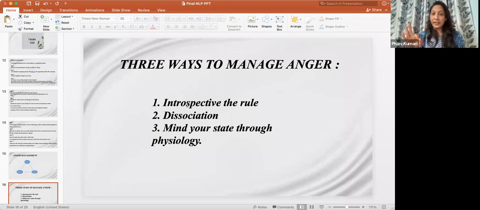Now, the third is mind your state through physiology. As I said, state is nothing but your emotion. When you are having a very peak level of emotion, it can be changed through physiology. According to NLP, physiology plays a major role in changing your emotions. So how is it possible? Right now, for 1 hour you have been in the session, I know everybody is tired, bored, listening continuously to the classes, not able to understand, so confusing, right?